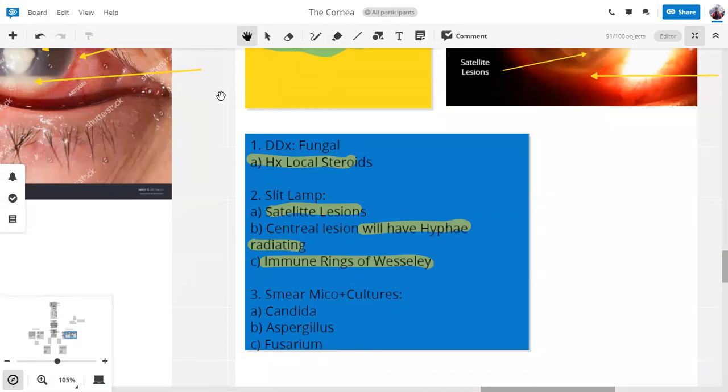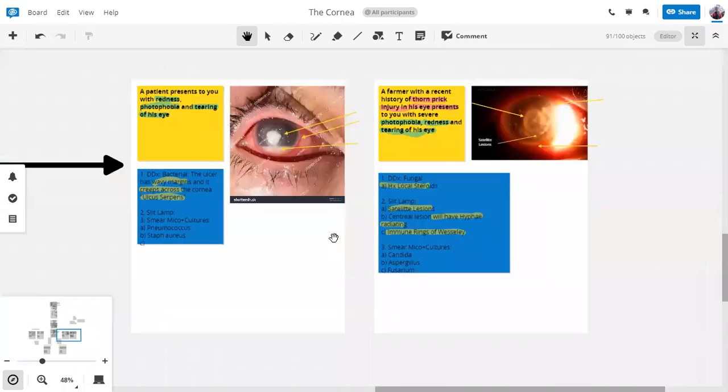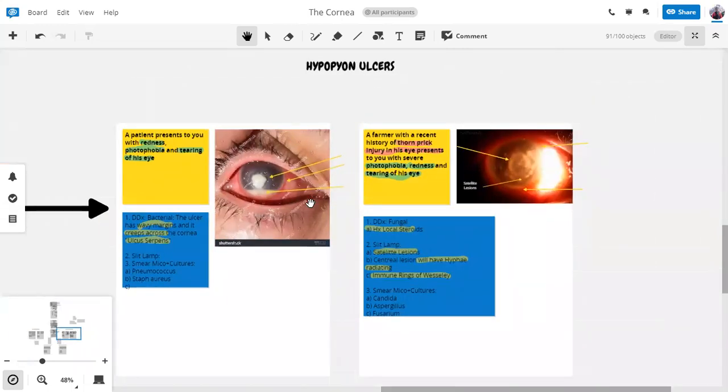And let's rewind these 3 again, and let's compare it to our bacterial corneal ulcer. So hypopyon ulcers, whenever you have a hypopyon ulcer, you should have 2 things in your mind. The first is a bacterial, and the second is a fungal etiology. How will we know whether it's a bacterial, whether it's a fungal? The first thing, is there any clue in the history?